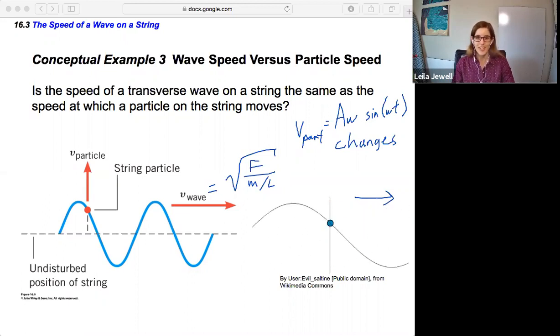All right, so this introduces the speed of a wave on a string. We're skipping 16.4. It's a mathematical description of a wave. You're welcome to check it out if you are interested, but it is one of the not required sections of our textbook. So with that, we will next up be heading to sound.